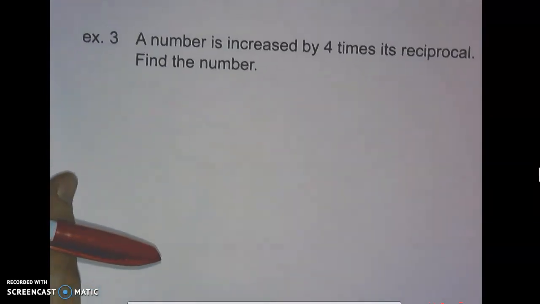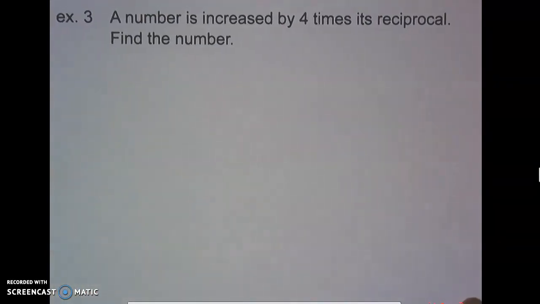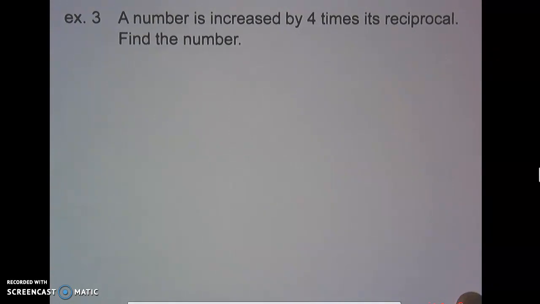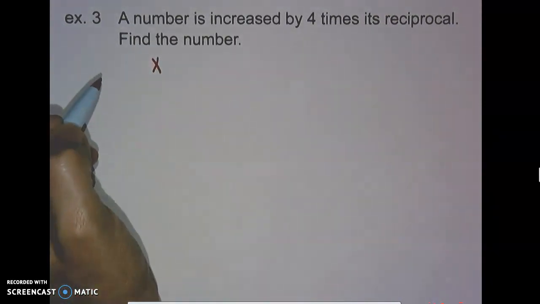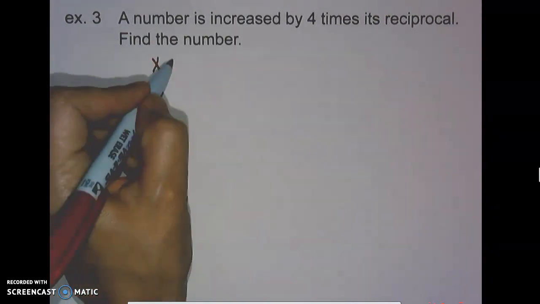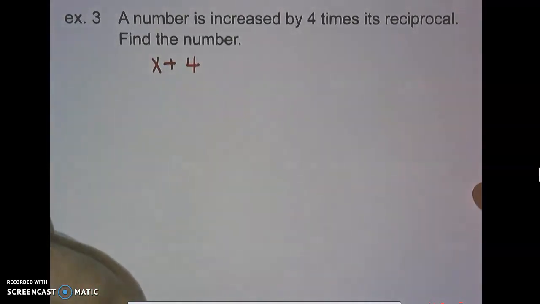The third type of word problem is dealing with reciprocals. So this one says a number is increased by 4 times its reciprocal. Find the number. Okay, a number, do we have any idea what that number is? Nope. Is increased by is going to mean addition. 4 times its reciprocal. What the heck does reciprocal mean?